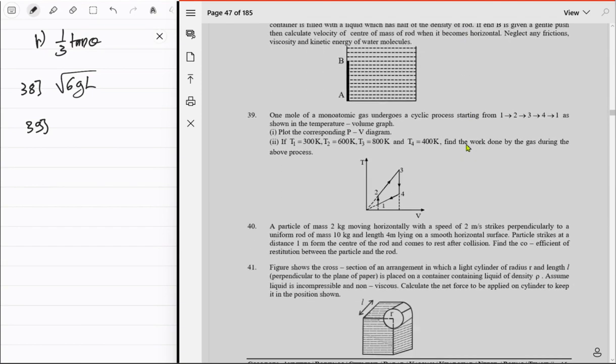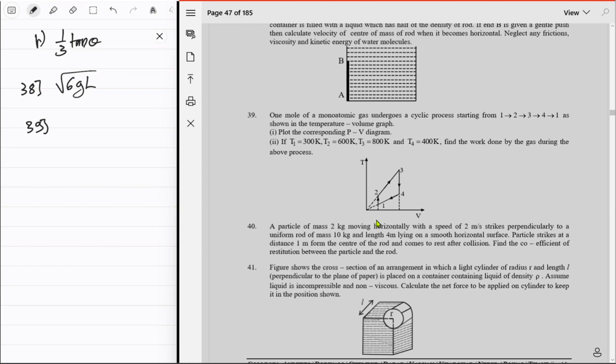Question 39: 1 mole of monatomic gas undergoes cycle process starting from 1 to 2 to 3 to 4 to 1, as shown in the temperature volume curve. Plot the corresponding PV diagram. Work done by gas during the above process. Okay, whatever. Oh shit, तुम्हें actually plot करने को लगा रहे हो मुझे? Are you serious?